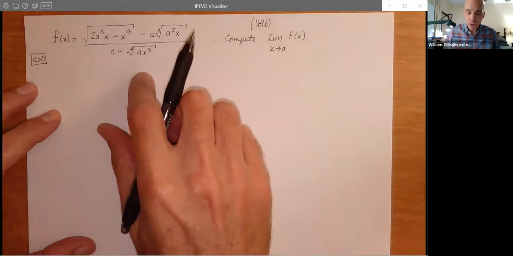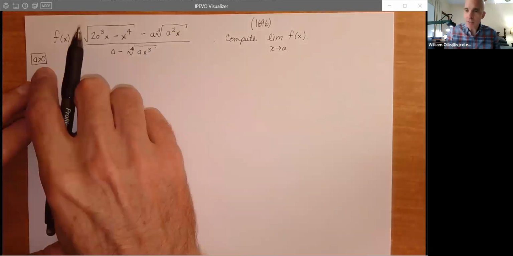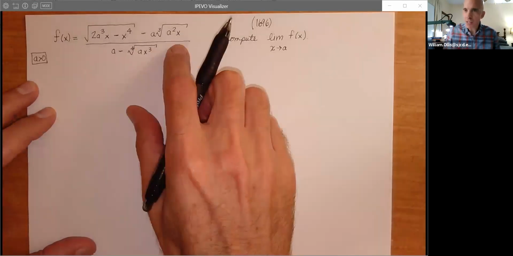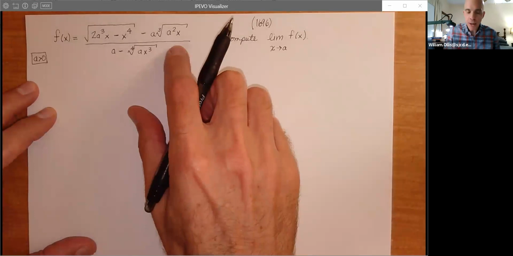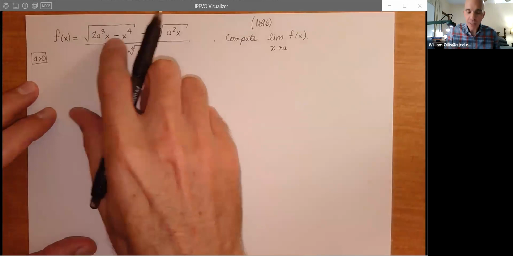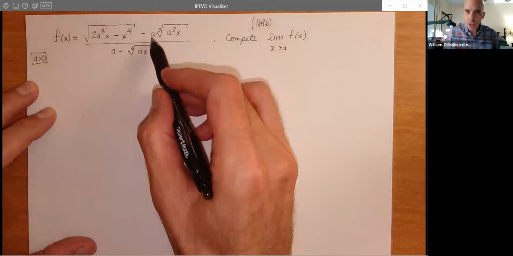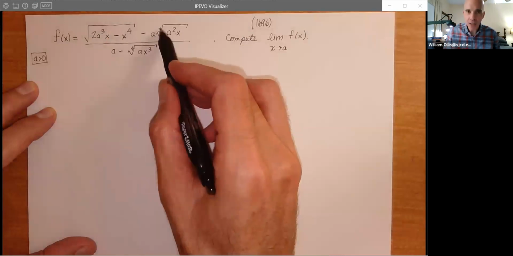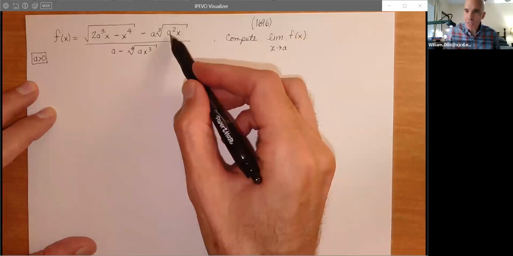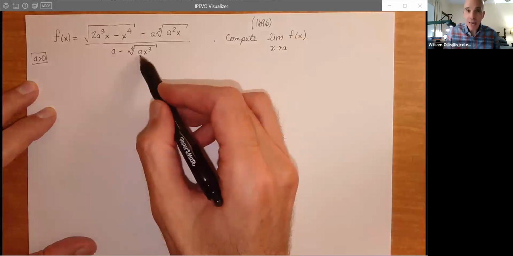So L'Hopital's problem, you can see what he has here. He sets a to be a positive number, and you've got all these radicals here, which make the problem somewhat unfriendly. So we're going to convert those. But the original problem was the square root of 2a cubed x minus x to the fourth. That's the radicand. Minus a, and then using the more archaic notation, which is still valid, a times the cube root of a squared times x, divided by a minus the fourth root of a times x cubed.